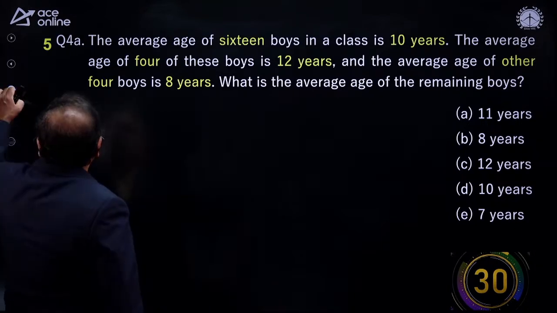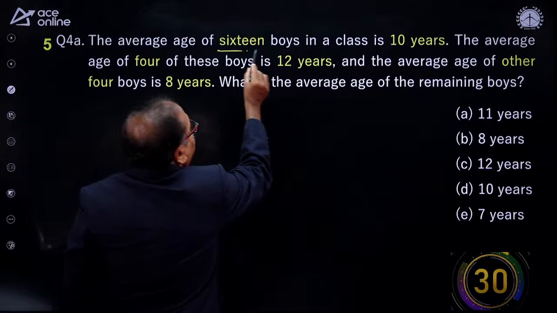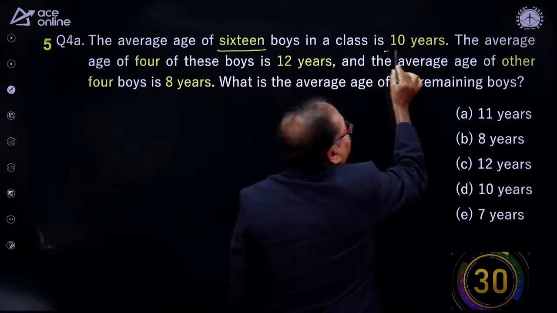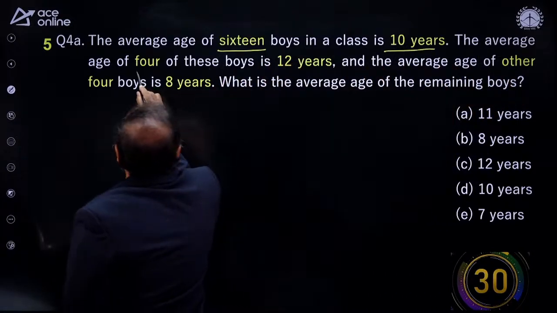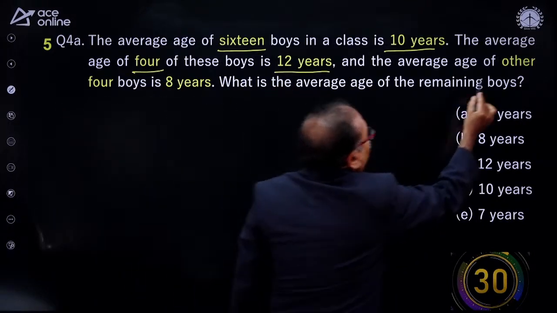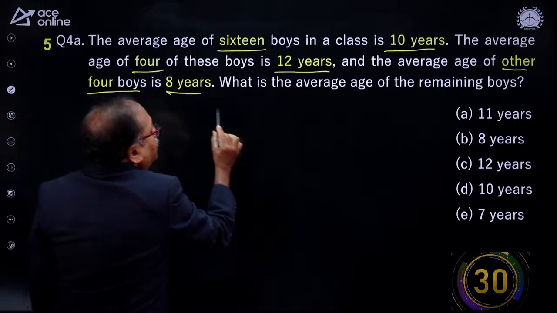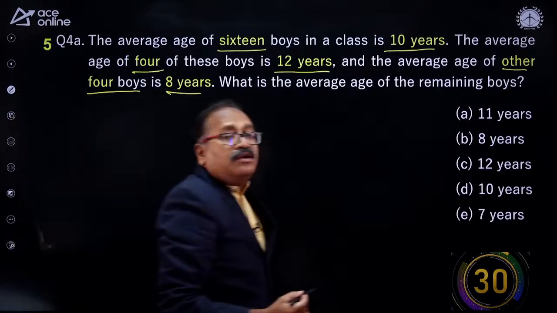Let's answer this question. The average age of the 16 boys in a class is 10 years, and the average age of 4 of these boys is 12 years, and the average of other 4 boys in the same group is 8 years. What is the average of the remaining boys?